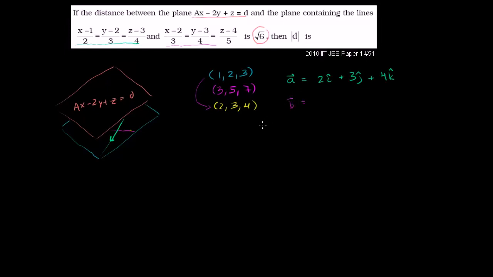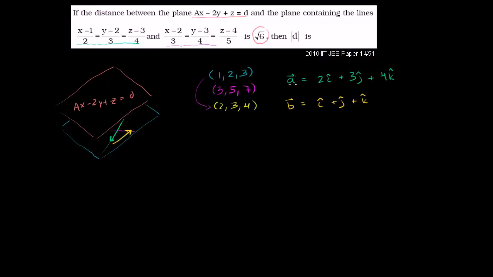Let me do another color so we don't confuse ourselves with that purple. Let's call that vector B. Let's see, 2 minus 1 is I, 3 minus 2 is J, and then 4 minus 3, that's just 1K. So this vector right here is also sitting on the plane.